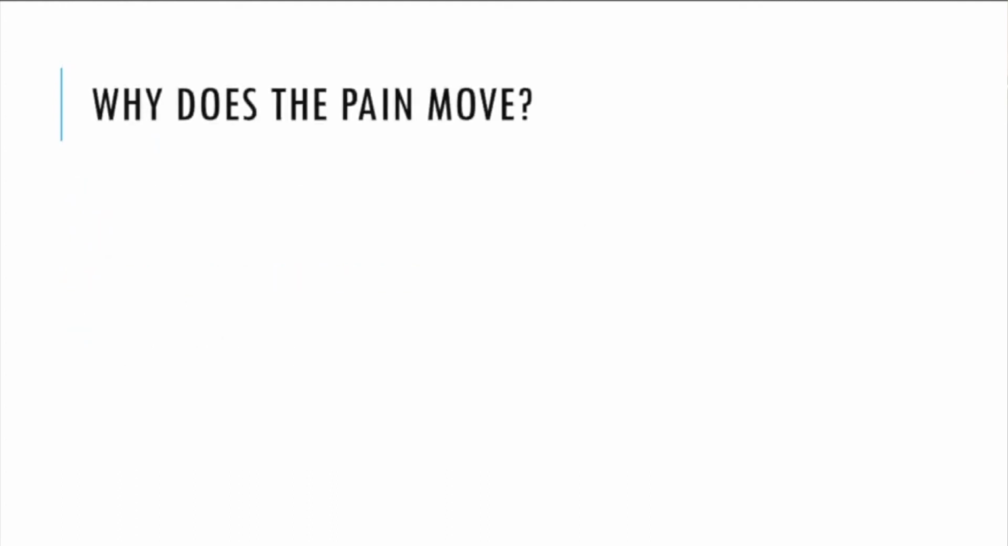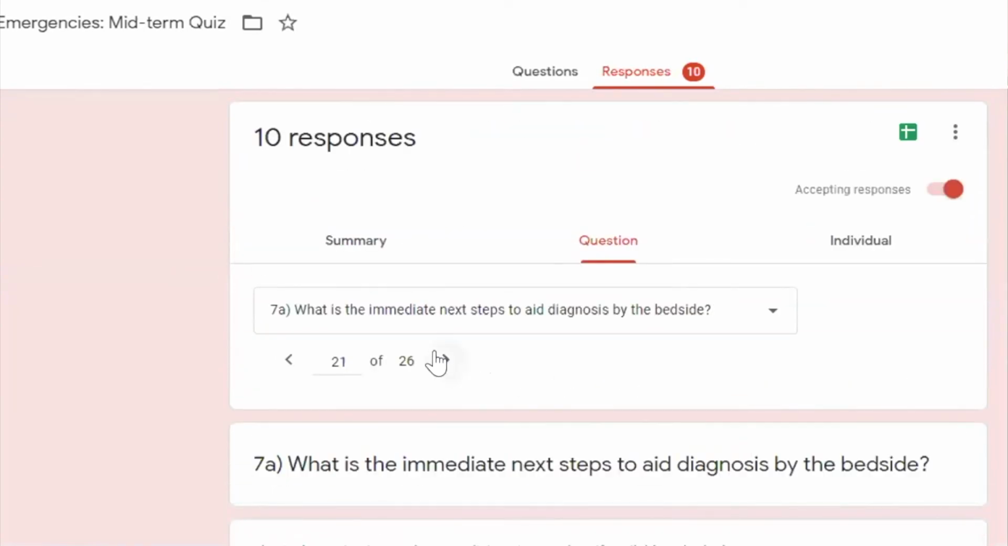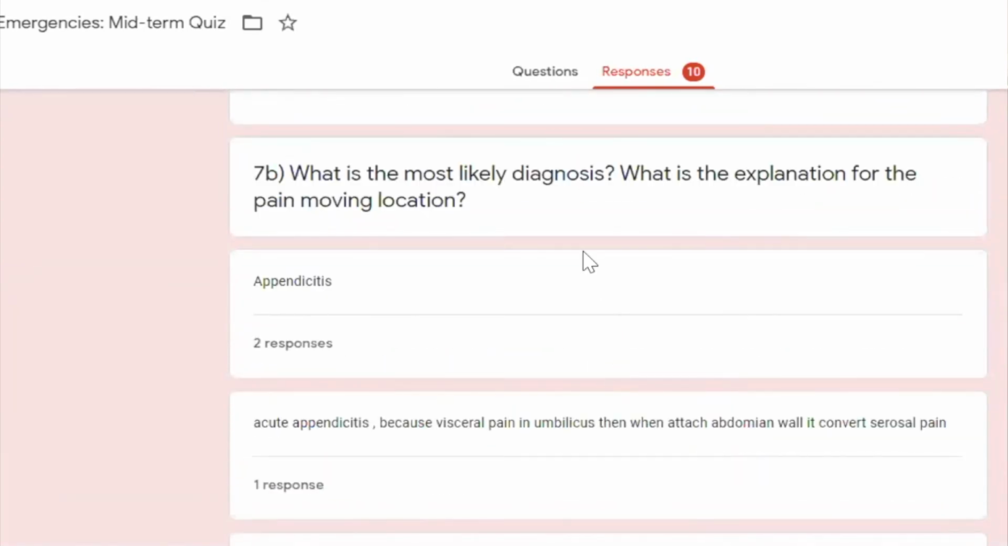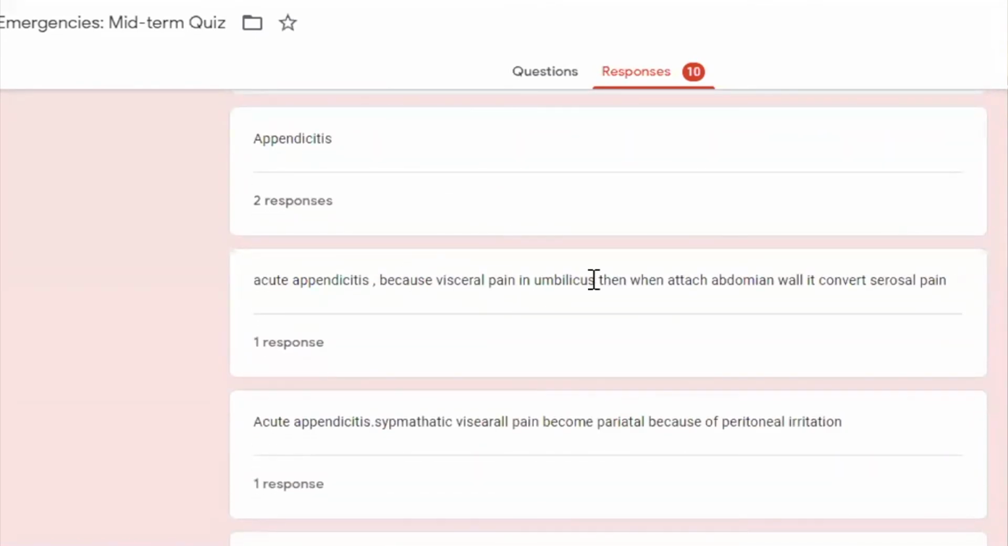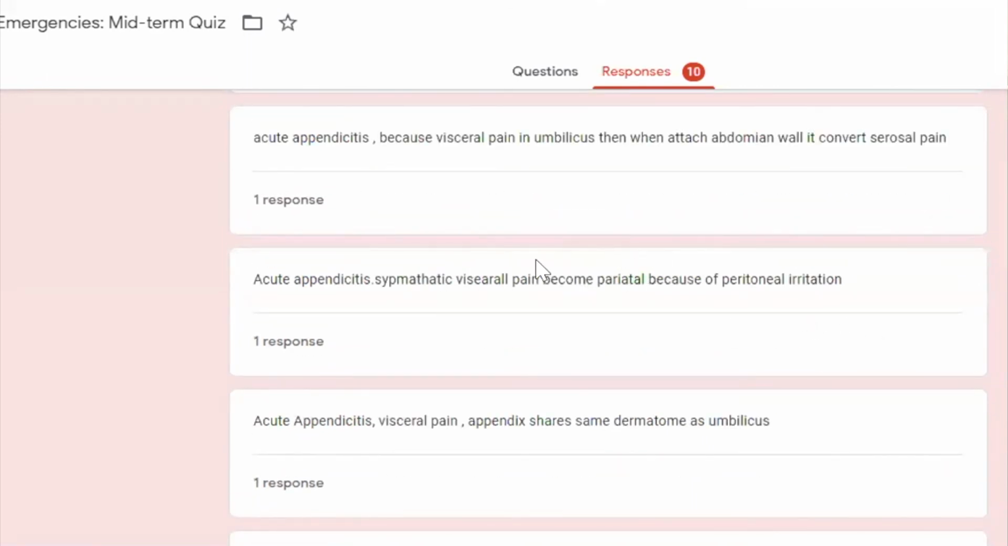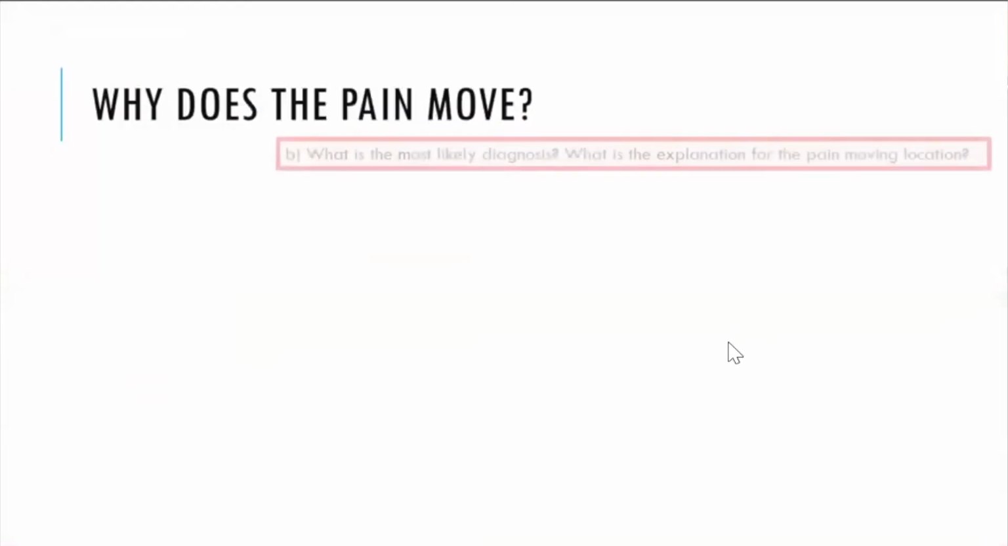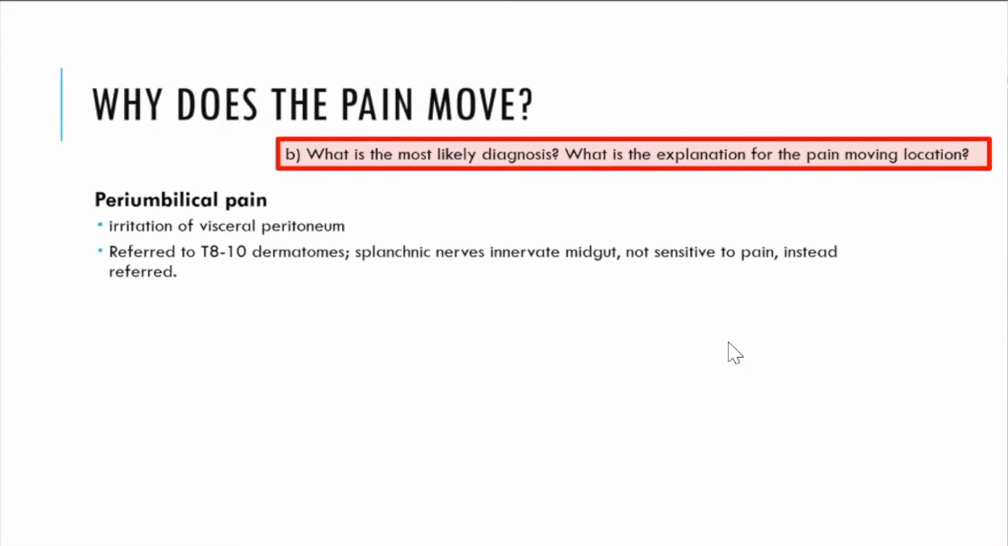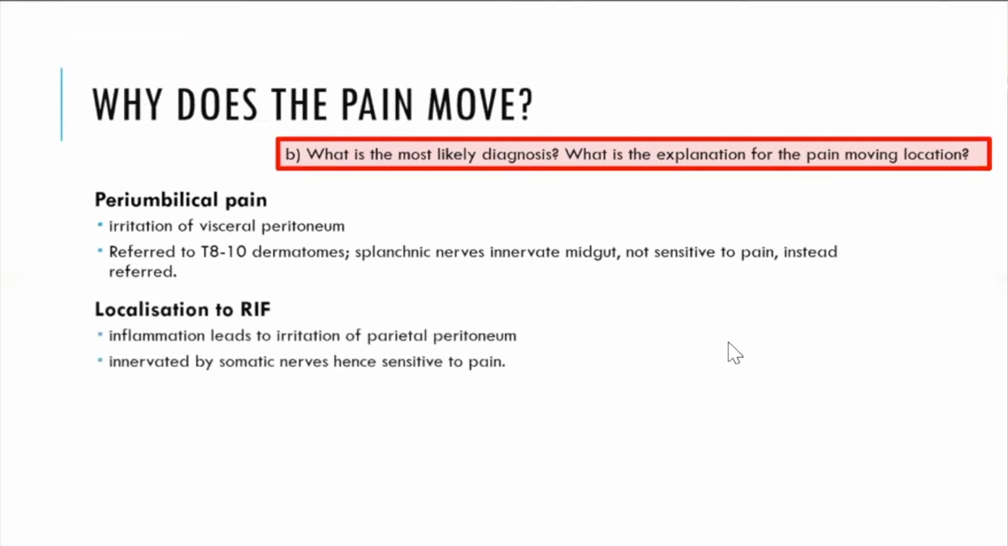Why does the pain move? So I think the consultant surgeon that gave you the lecture on acute abdomen spoke about this. Again, it's worthwhile. It kind of goes back to the anatomy. So most likely diagnosis was appendicitis, absolutely. Visceral pain, and then to serosal pain, yes, or somatic pain, I guess we call it. Yeah, visceral pain becomes parietal, absolutely, because of peritoneal irritation. Yeah, so you're absolutely spot on. You guys know this already, and it clinically doesn't really make that much of a difference, but surgeons like you to know this kind of stuff that links to anatomy.